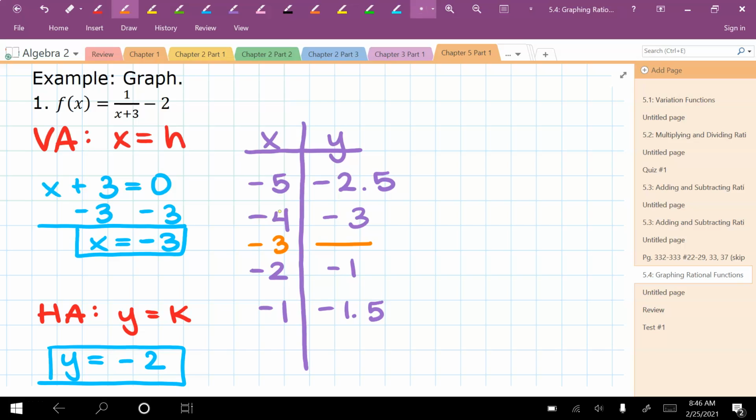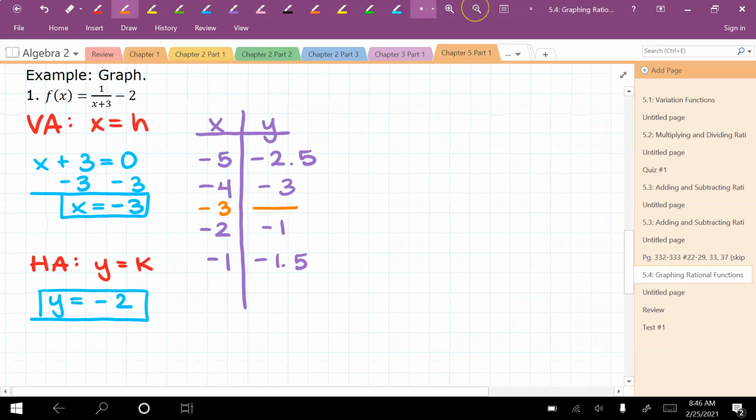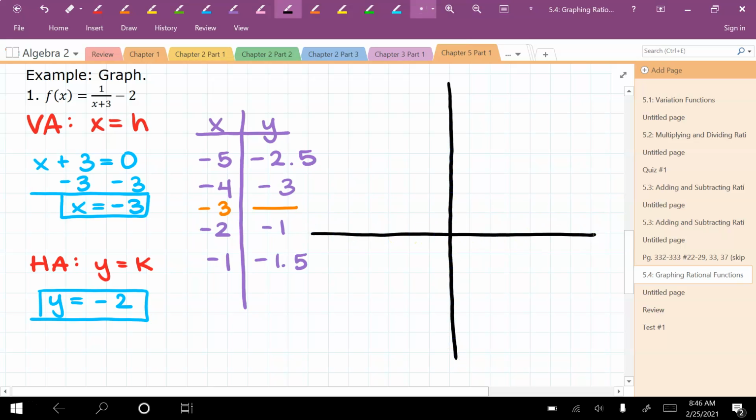Okay, so now what I'm going to do is take all of this information, my asymptotes and this chart here, and we're going to graph it. I would start by drawing your asymptotes, because those are going to be the boundaries that your graph cannot go across. It can't hit those lines.